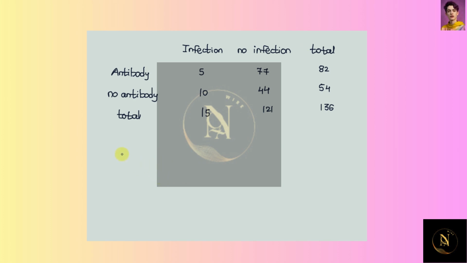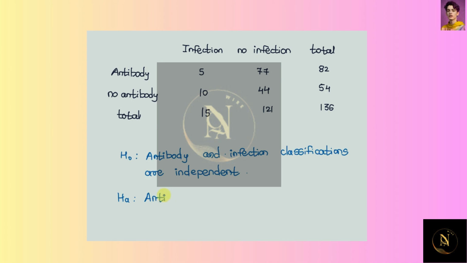From the given information we can write the null hypothesis H0: antibody and infection classifications are independent, versus the alternative hypothesis, denoted by HA: antibody and infection classifications are dependent. So this is the alternative hypothesis.